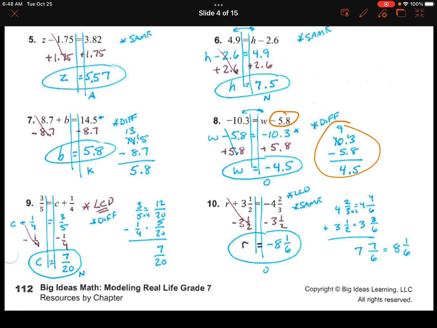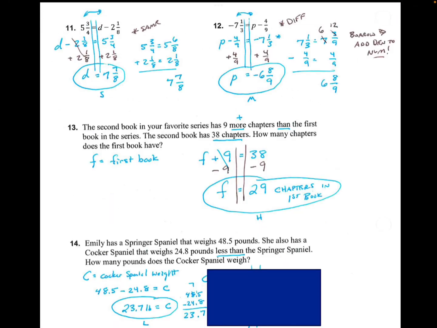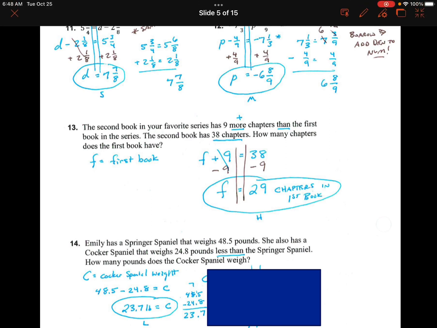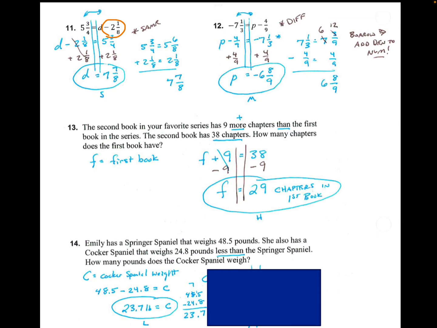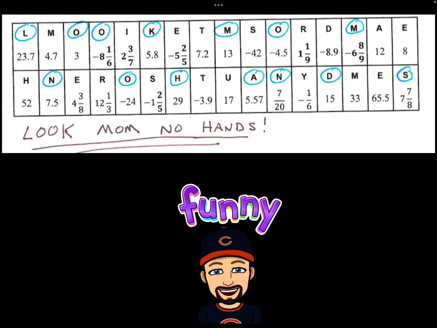If you need to pause to go back and look at these, you're welcome to. Number 11, you have D on the right-hand side once again, and next to D you have minus 2 1/8. So you're once again going to add 2 1/8 to both sides, get a common denominator of 8, and you get 7 7/8. And number 12, you are going to add 4/9 to both sides to get to your answer. We already did the story problem, so once again, our answer to our riddle was look, Mom, no hands.